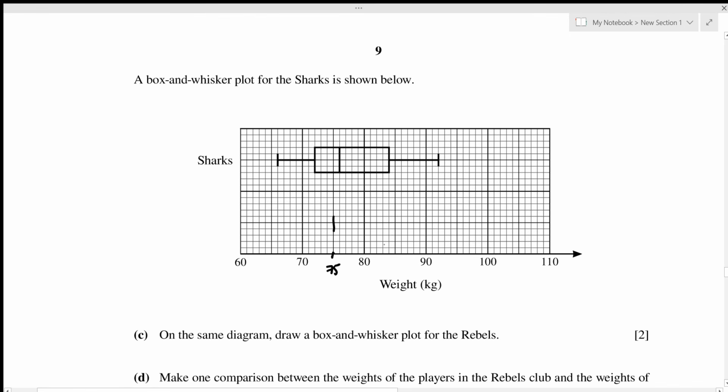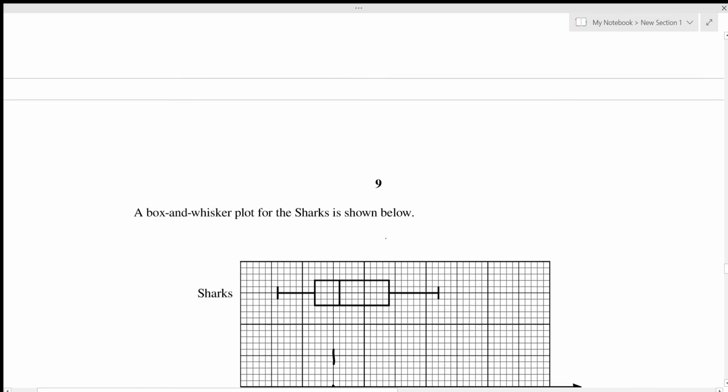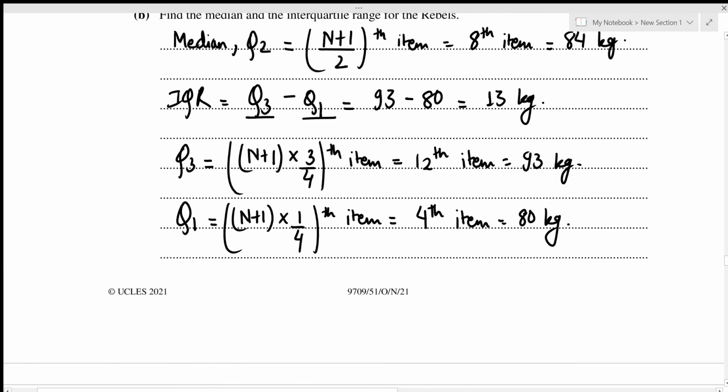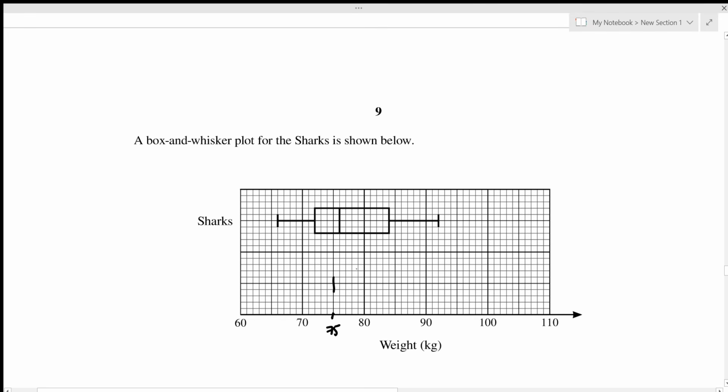Now the second piece of information will be that of the lower quartile, and we already figured out that the lower quartile has a value of 80 kg. So let's mark that down as well. 80 kgs is given right here.